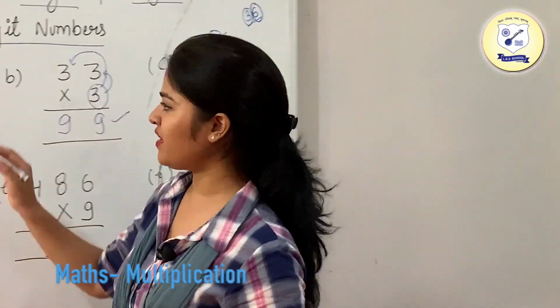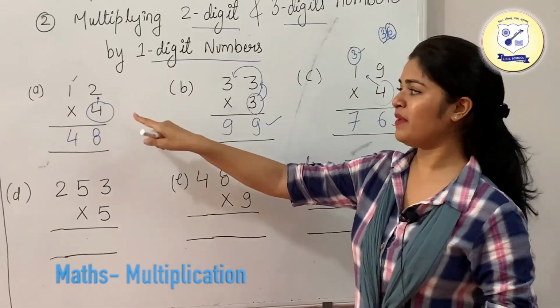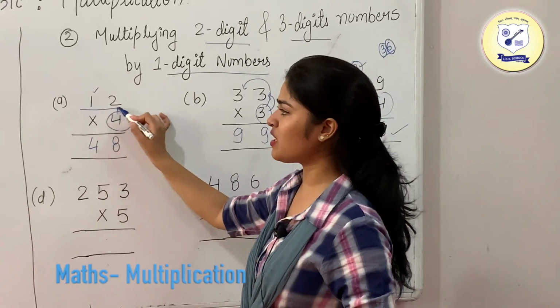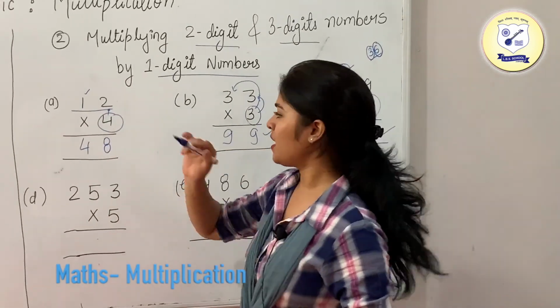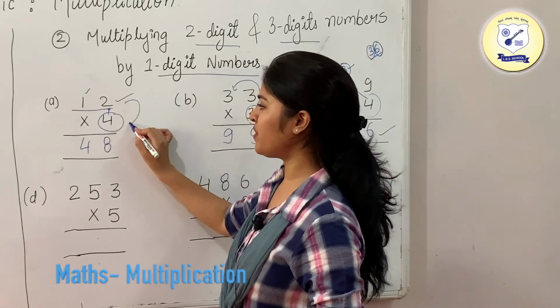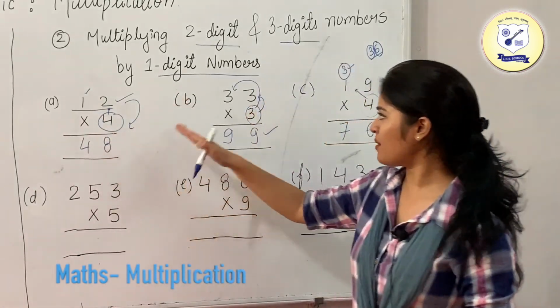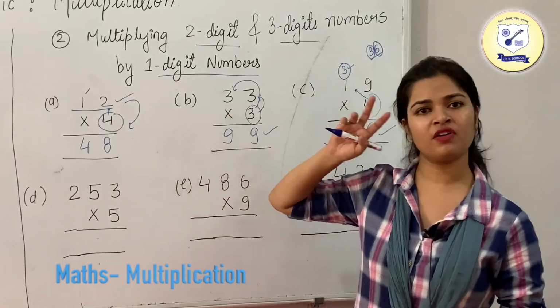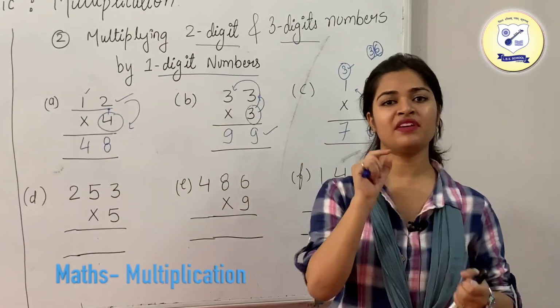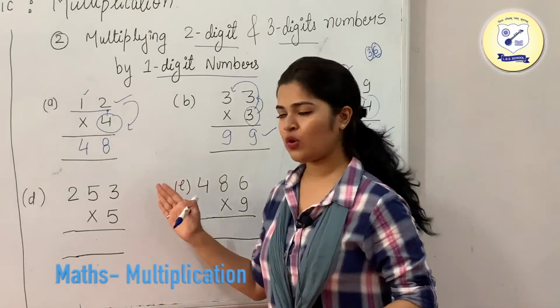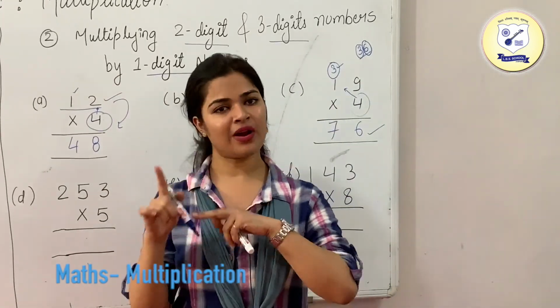Now we were done with the multiplication of a 2-digit number. This is your 2-digit number, since we are having 2 digits in it, and we are multiplying this 2-digit number with a 1-digit number. Similarly, these are the examples of multiplication of a 2-digit number with a 1-digit number. Now we are going to multiply a 3-digit number with a 1-digit number.